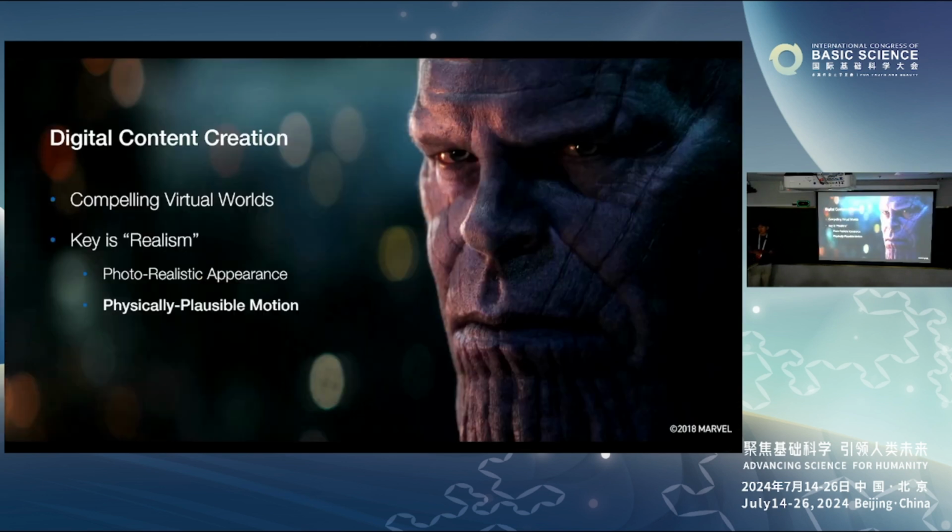These days we create digital content, which is believable and compelling virtual worlds. Then a natural question arises: how can we make the digital content convincing? One key point is realism. As seen on the right, we are easily captured and convinced by the photorealistic appearance of the digital avatar character here, even though it's not a real one. And that's not the only factor. Human perception is also super sensitive to motion. So physically plausible motion is another essential part of realism.